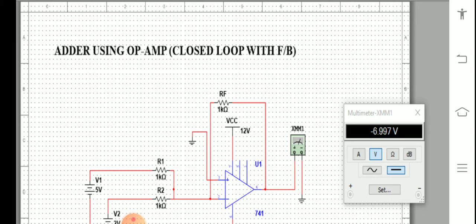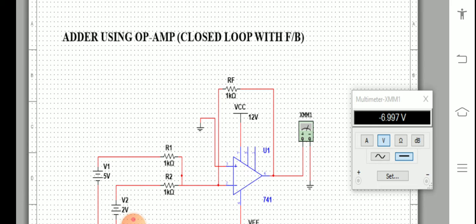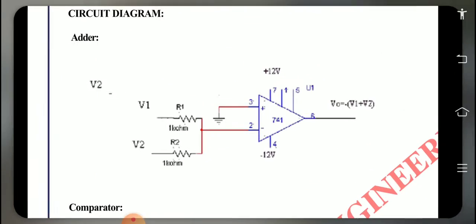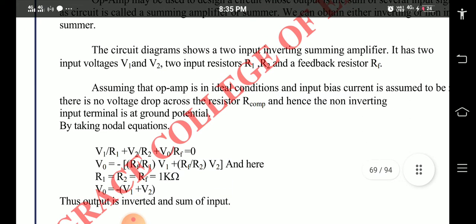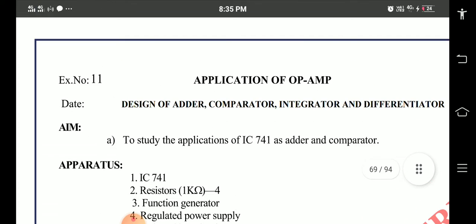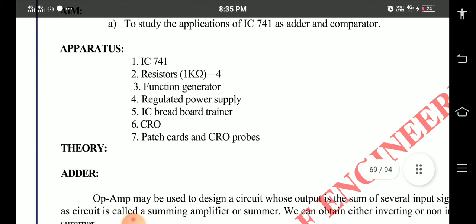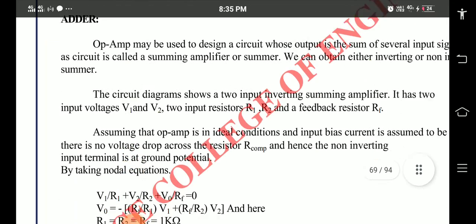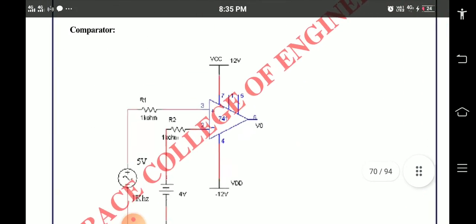So this is how we can verify the adder circuit using your op-amp with the formula V0 is equal to minus (V1 plus V2). Okay, so now let us see the comparator. Here also we require the same apparatus which is used in our adder. Okay, so this is your circuit diagram.